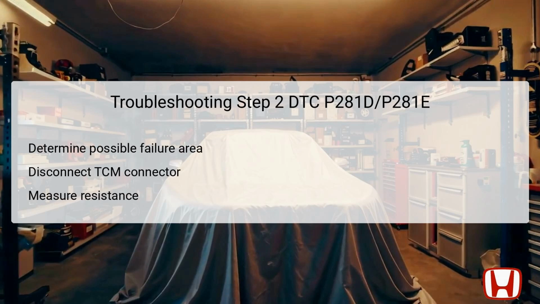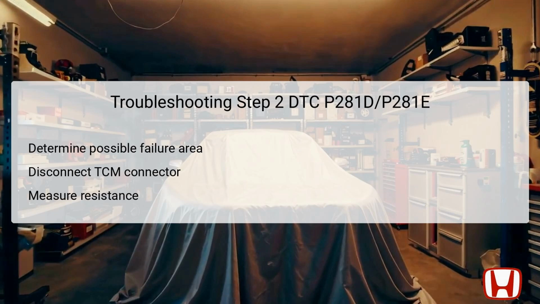The second troubleshooting step centers on determining where the potential failure may reside within the system, particularly focusing on the TCM, or Transmission Control Module. First, ensure the vehicle is turned to the off or lock mode for safety.